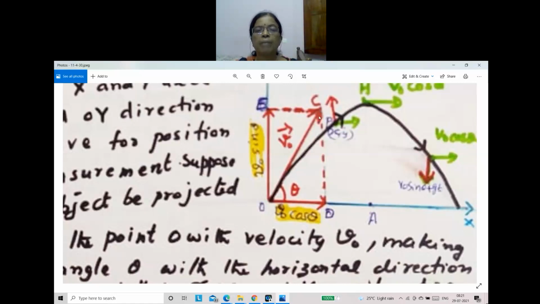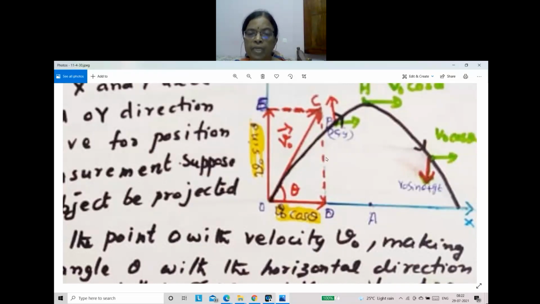Then when it moves, it has two components. We just studied that velocity has two components, and acceleration has two components when a body moves in a plane. So here we have to take the components. Complete the parallelogram to take the components. You see this is the vector v0.